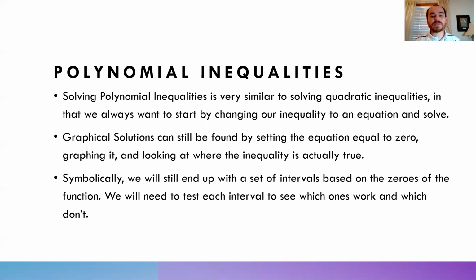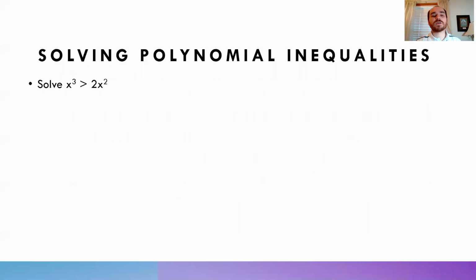Symbolically, we will still end up with a set of intervals based on the zeros of the function. We will need to test each interval to see which ones work and which don't. So let's start by looking at this equation right here. We've got x cubed is greater than 2x squared. First things first, make it an equation, and then set that equation equal to 0. X cubed minus 2x squared equals 0.